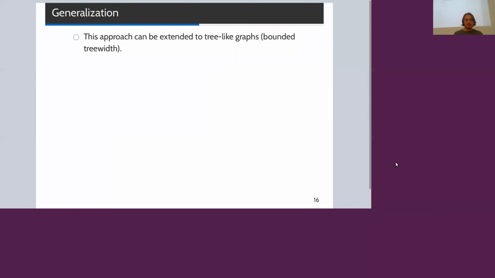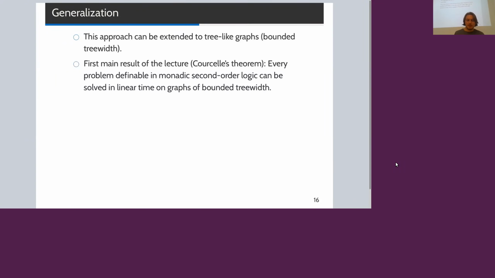But this can in fact be extended to not only trees, but also tree-like graphs. And we're going to define the notion of tree width, and we say that a graph is tree-like if the tree width is very small. So tree width 1 would capture exactly trees or forests, and higher tree width captures something that looks pretty much like a tree if you close your eyes and squint a little bit.